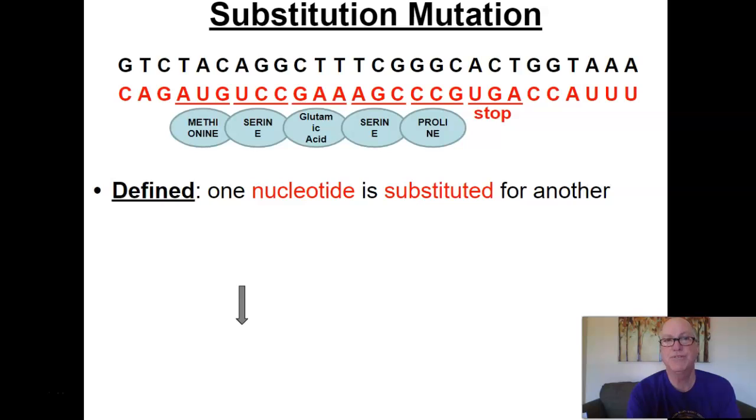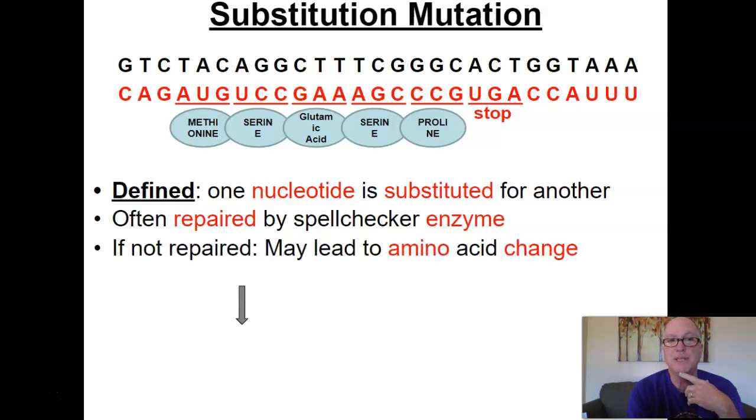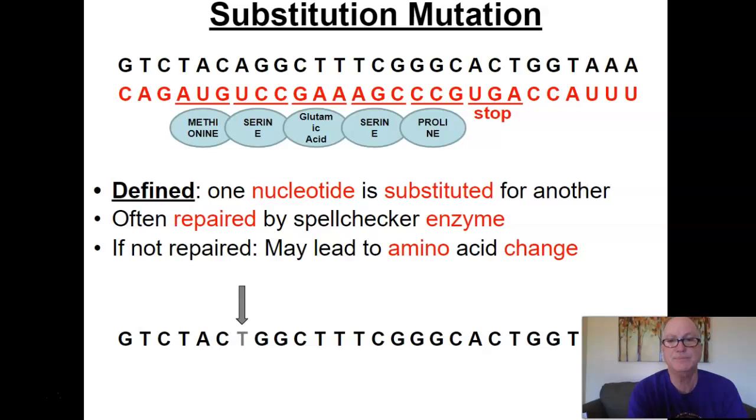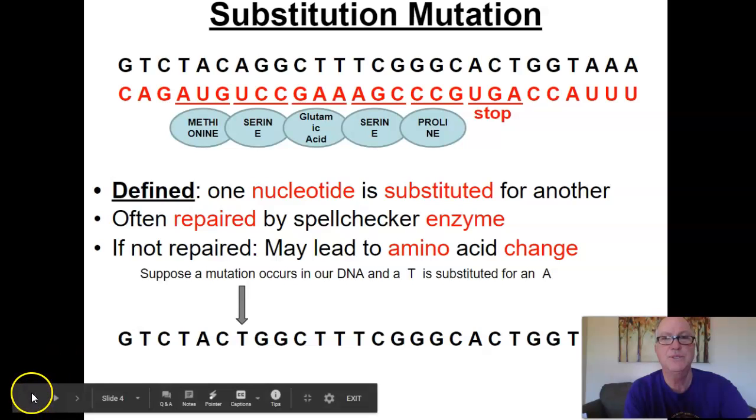So in your notes, we define a substitution mutation as one nucleotide is substituted for another. I put in red the words to fill in the blanks. And oftentimes you'll find that the DNA gets repaired by a spell checker enzyme. If it is repaired, there is no mutation. But if it's not repaired, a mutation occurs, and that could lead to a change in the amino acid sequence, which could then affect the protein. That can affect a trait. So we'll talk about those types of things that could occur. Okay. Now I'm going to stop this here and go back to your note.